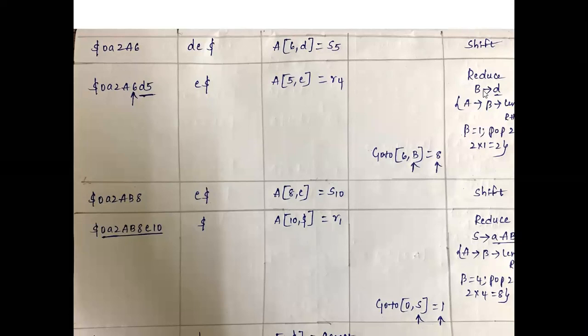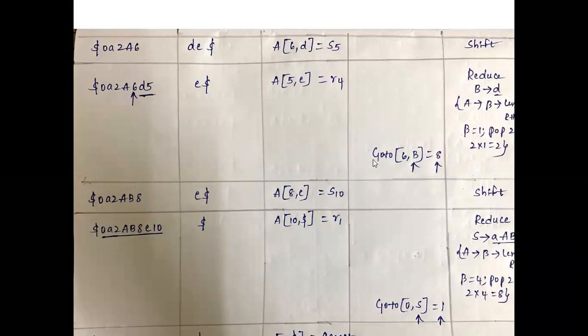And I'm mapping this with the syntax of the reduce operation, that is A tends to beta. Beta is the length of the RHS, that means 1. Now we need to pop 2 beta. 2 into 1 is 2. Now pop these 2. Then the top of the stack is 6.